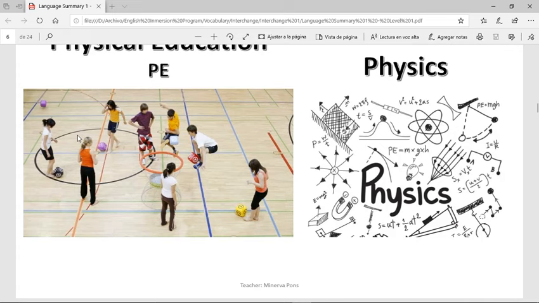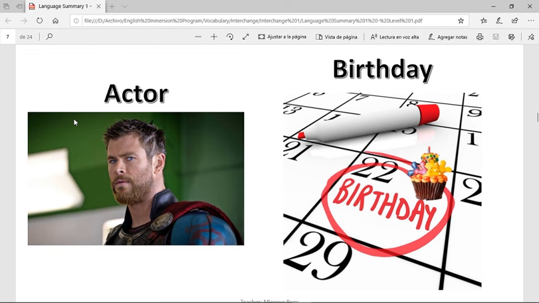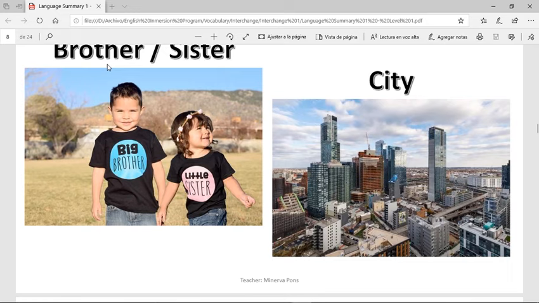Okay, we have an actor, you know who this actor is. Maybe you have seen Avengers, you know that he's an actor. We have a birthday, that is the day of your birth. Brother or sister, brother if it's a man, sister if it's a girl, a woman. City, a city where you have, you know, a city.